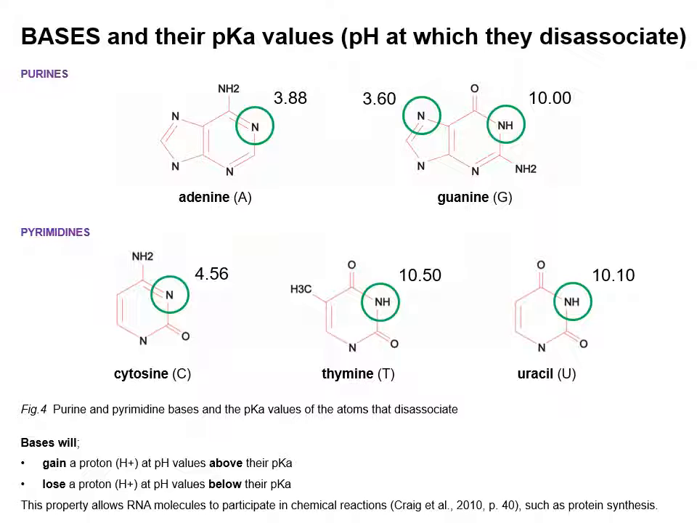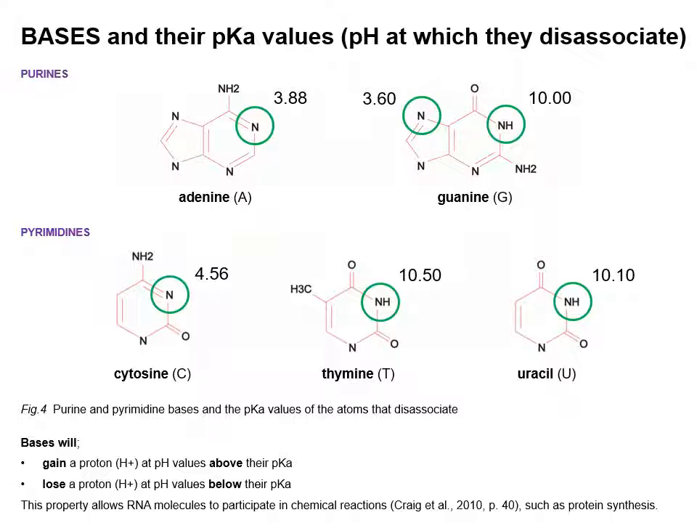Guanine has 2 atoms that can dissociate to gain or lose a proton. The 2' nitrogen dissociates at a pH of 10, and the 7' nitrogen on the pentose dissociates at a value of 3.60. The 3 pyrimidines, cytosine, thymine, and uracil, are all hexoses and all have a 2' nitrogen that can gain or lose a proton. Cytosine has a pKa of 4.56, thymine has a pKa of 10.50, and uracil a pKa of 10.10.